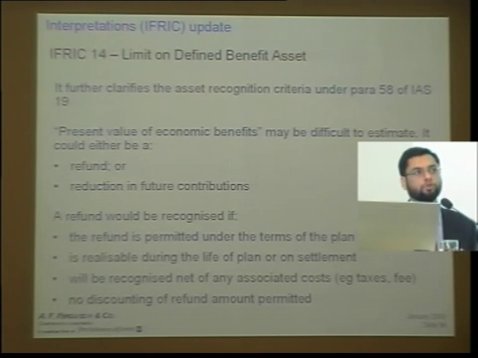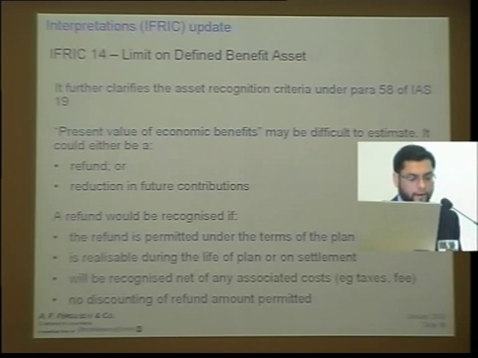Can you do that? So there are very stringent rules for that. You can't just outrightly do that. If the conditions are met, yes, you may be able to do that. What the conditions are: the present value of economic benefits may be difficult to estimate. It could either be a refund or a reduction in future contributions. So if I legally can get a refund from my pension fund back into the company, if that is allowable, then only I can recognize it as a receivable, or I can book the benefit today.